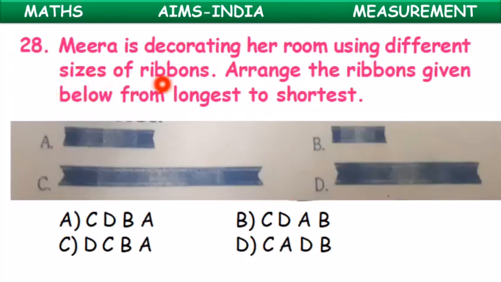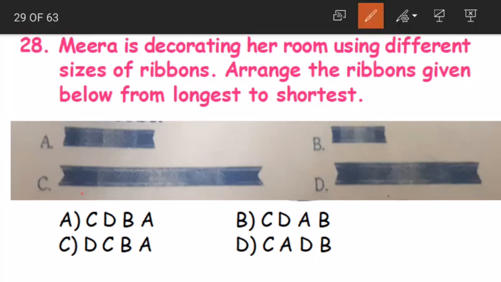Question 28. Meera is decorating her room using different sizes of ribbons. Arrange the ribbons given below from longest to the shortest. Now what is the longest one here? As we can see, option C, the ribbon C is the longest one. So first we'll have C. So this is done. Now from the remaining 3, which is the next longest?